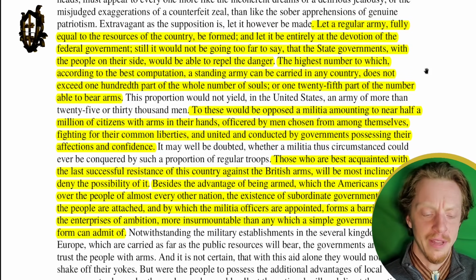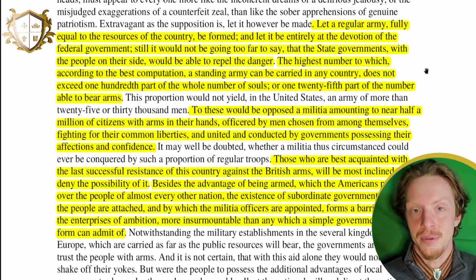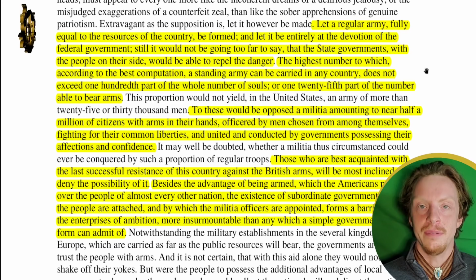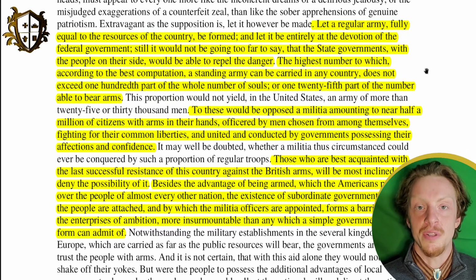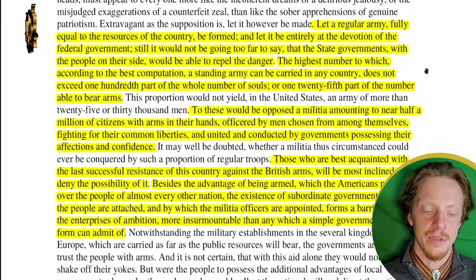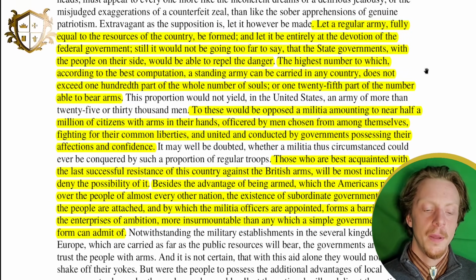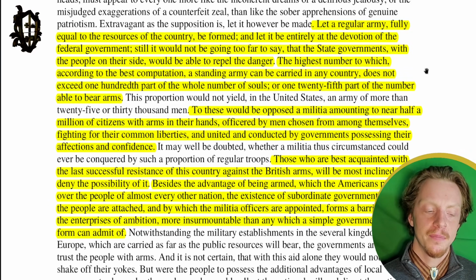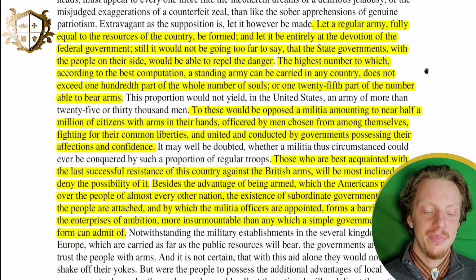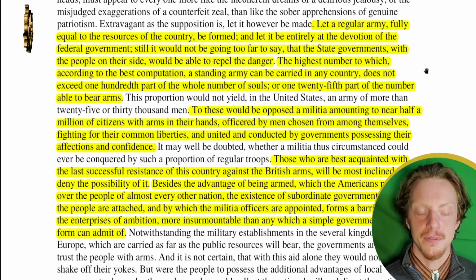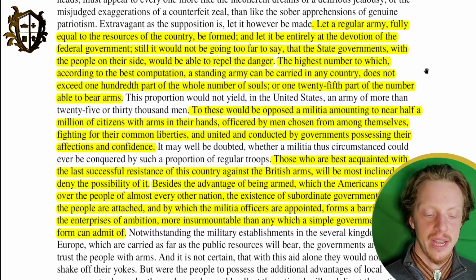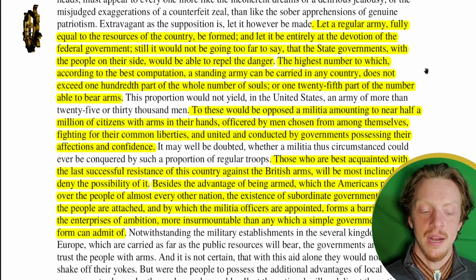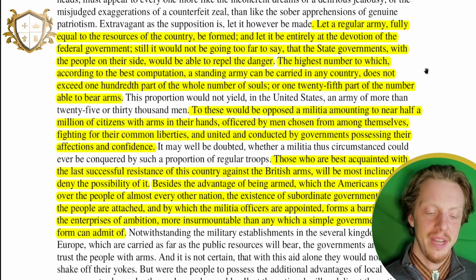Jay was the third author, by the way, of the Federalist Papers. But Madison shows, in his other pennings as well as these, to have truly been naive and ignorant. He truly believed that the U.S. government would keep to its promise of remaining within the restraints of the U.S. Constitution. But he says this: let a regular army, fully equal to the resources of the country, be formed, and let it be entirely at the devotion of the federal government. Still, it would not be going too far to say that the state governments, with the people on their side, would be able to repel the danger.